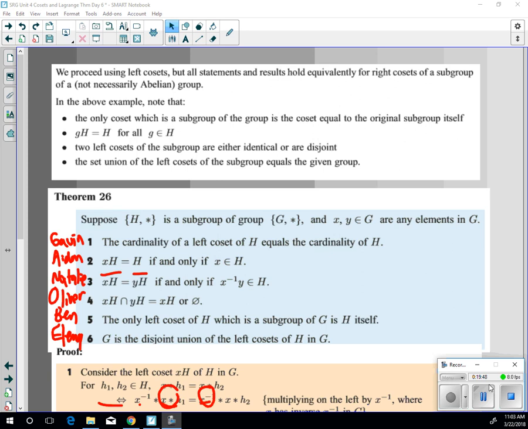So this is number 5 of 26, and it says that assuming H is a subgroup of G, the only left coset of H which is also a subgroup of G is H itself. That is useful if you want to disprove that some set is a subgroup of G. You can do it by showing that it is a coset of another known subgroup of G.